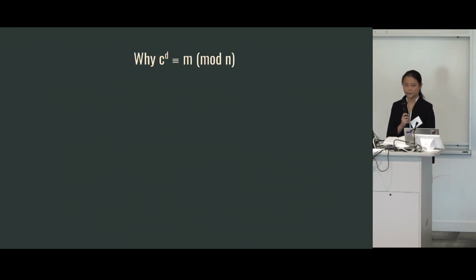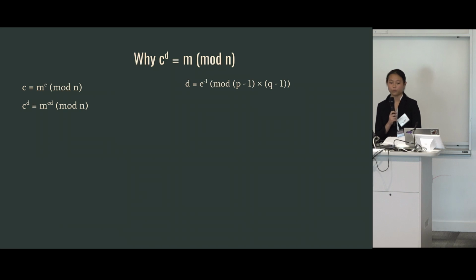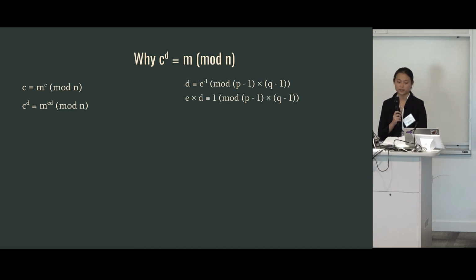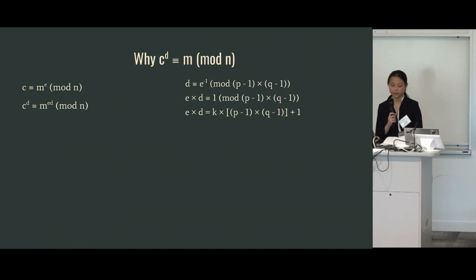Now, let's discuss that last step, why c raised to the power of d is congruent to m mod n. So we start off with the definition of c. C is congruent to m raised to the power of e mod n. This is true because that is exactly how Alice was able to calculate c. We then raise both sides to the power of d. Now let's remind ourselves of what d is. D is the multiplicative inverse of e in the mod of p minus 1 times q minus 1. This means that e multiplied by d is congruent to 1 mod p minus 1 times q minus 1. We can then rewrite that as e times d is equal to k times p minus 1 times q minus 1 plus 1, where k is an arbitrary integer.